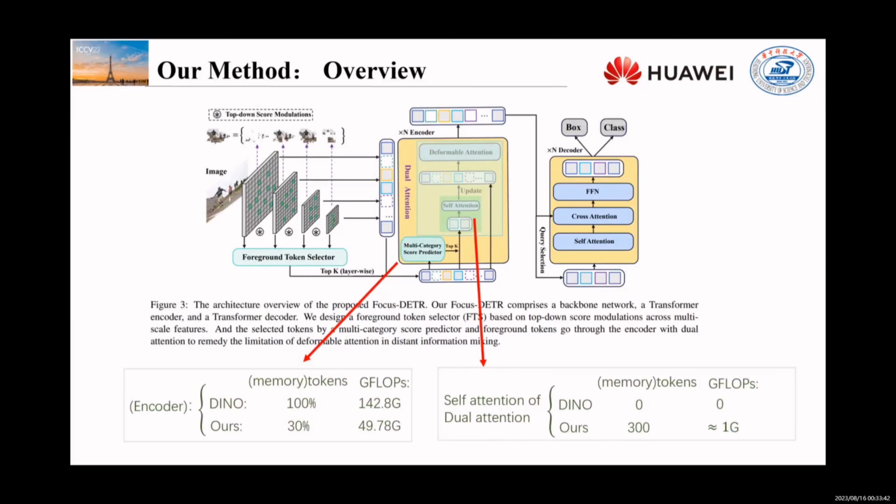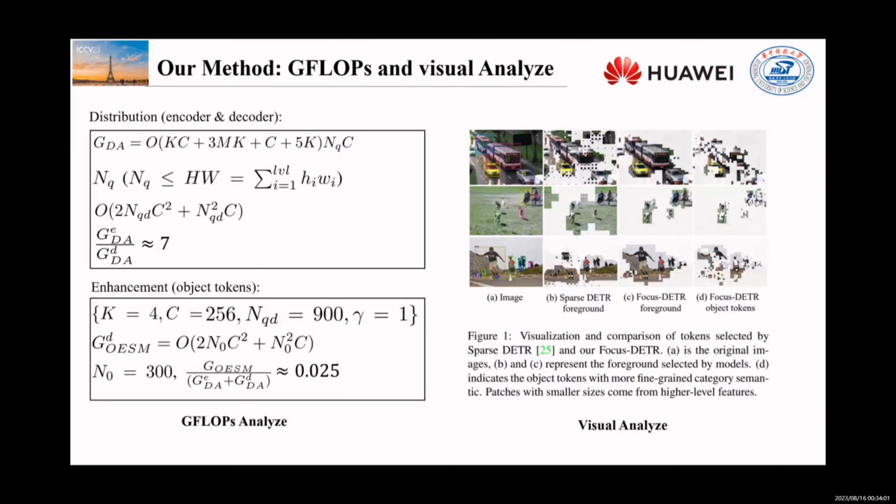In contrast to DINO, Focus DETR drastically reduces encoder demands, employing just 30% of foreground tokens. This results in a 65% FLOPs reduction. The dual attention semantic enhancement adds a mere 1G FLOPs increase and is negligible. Our calculations show a 7-fold higher FLOPs in the encoder. The dual attention mechanism introduces just a negligible 0.25% extra computation in the overall transformer structure.